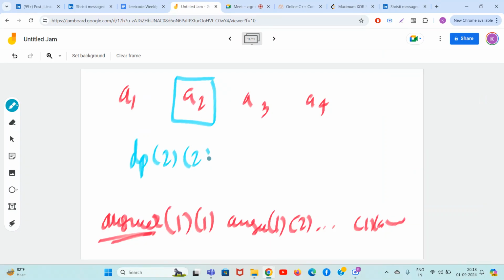Consider all the subarrays starting at 2 ending at 2. Only one subarray is there, this A2. So DP[2][2] I know. Very good. Similarly DP[3][3] and all the others are found. Good. Now guys, let's focus on the subarrays of length 2.